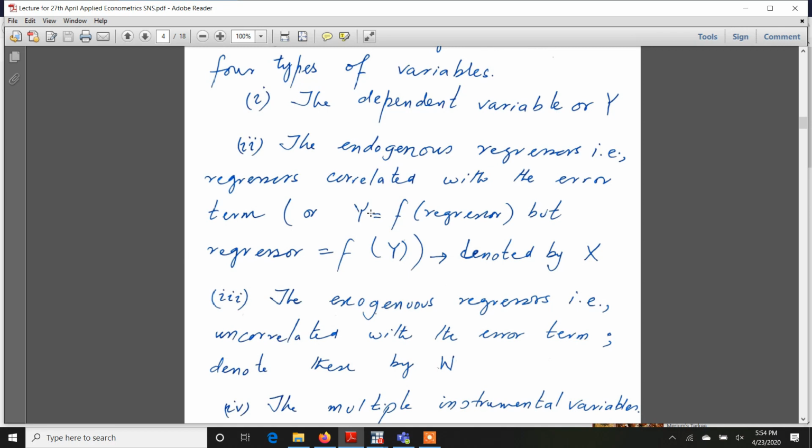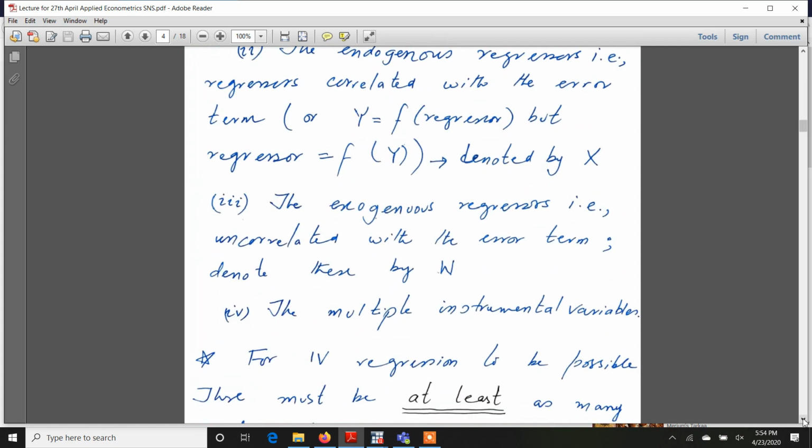Because we have a two directional relationship: Y as a function of the regressor, but the regressor is also a function of Y. We generally discuss in a perfect classroom environment that quantity demanded is a function of price. But what price is being charged is sometimes a function of what is the quantity demanded. So if you have an endogenous regressor, let this be denoted by X. The exogenous regressor, that is the unproblematic regressor, is uncorrelated with the error term, and we call it W.